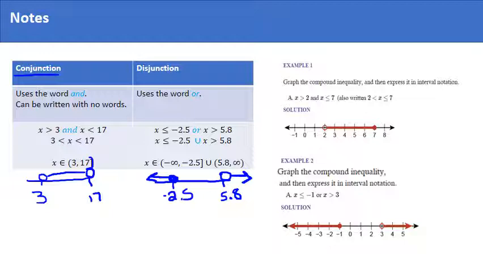They are not bounded. And in your interval notation, you're going from negative infinity to negative 2.5, or anytime you see that U right there, that means or, from 5.8 with the parentheses to positive infinity. And then we have some more examples over here on the right.